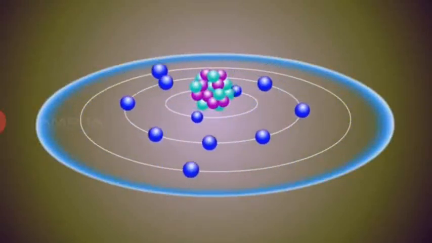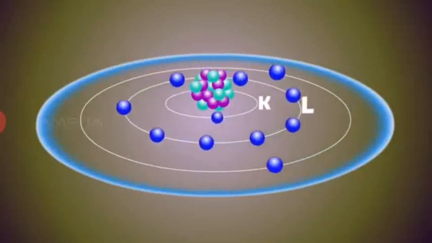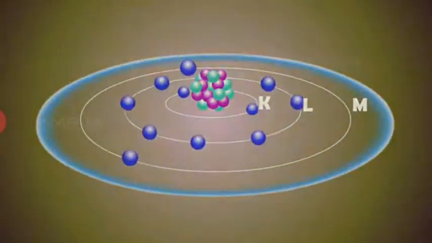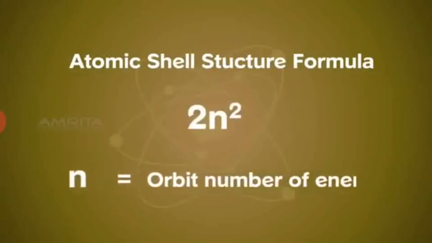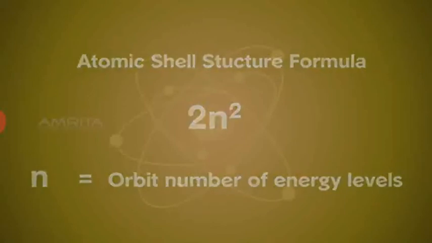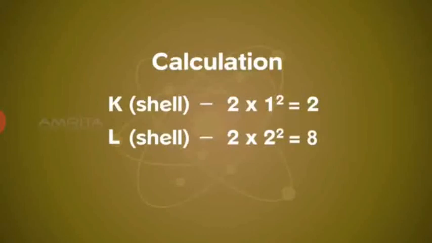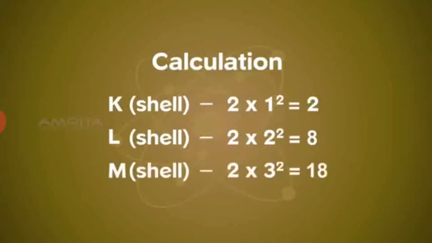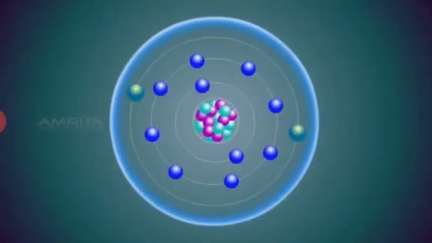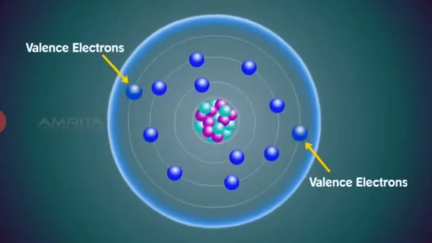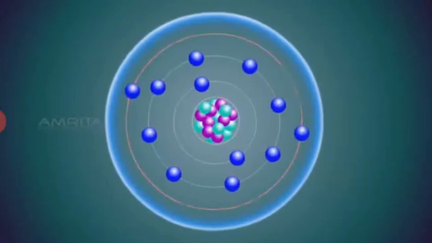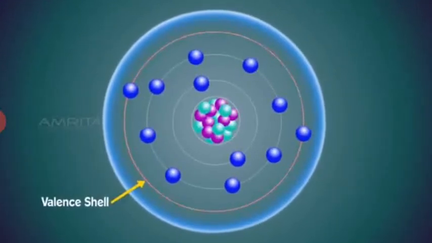The orbits or shells are represented by the letters K, L, M, etc. The maximum number of electrons present in a shell is given by the formula 2n squared, where n is the orbit number or energy shell number. The first orbit or K shell can have 2, the second orbit or L shell can have 8, and the M shell can have 18 electrons, etc. The electrons present in the outermost shell of an atom are called valence electrons, and the shell which valence electrons occupy is called the valence shell.